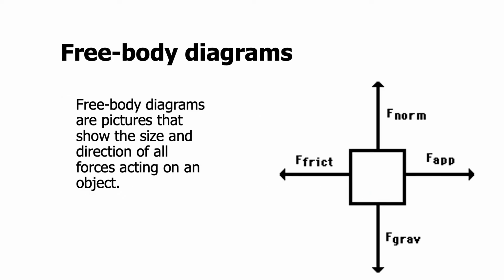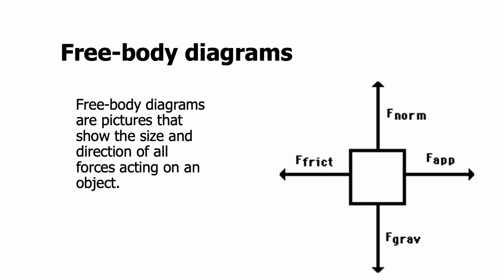So for us to easily analyze force systems, we can use free body diagrams. Free body diagrams are pictures that show the size and direction of all forces acting on an object. It's a representation of a single body or a subsystem of bodies which are isolated from its surroundings, and then showing all the forces acting on it. This is an example of a free body diagram.